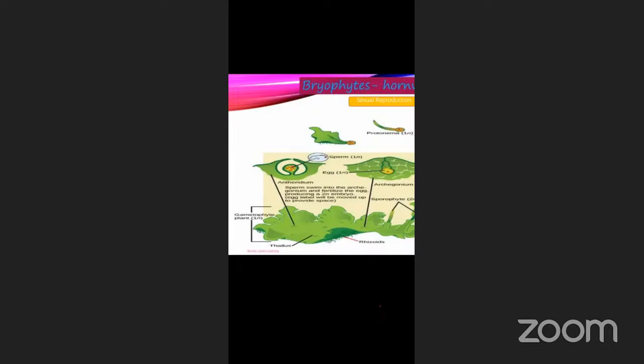These scale leaves only attach the thallus to the substratum. These scales are not involved in the absorption of water and minerals. Clear? On the dorsal side of the thallus, they possess rhizoids as well as scales. Rhizoids attach to the substratum as well as absorb water, minerals and nutrition. Scales only fix the thallus in the substratum.